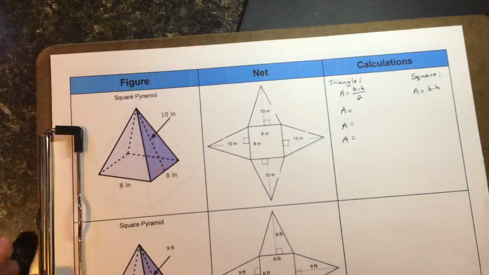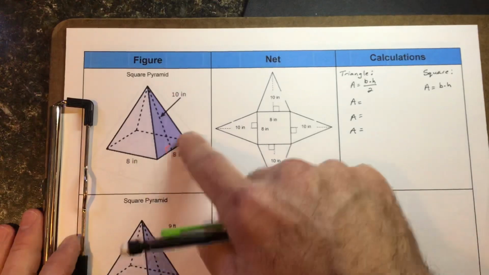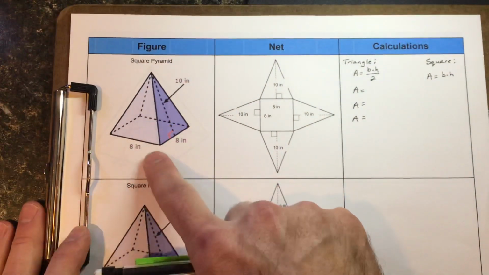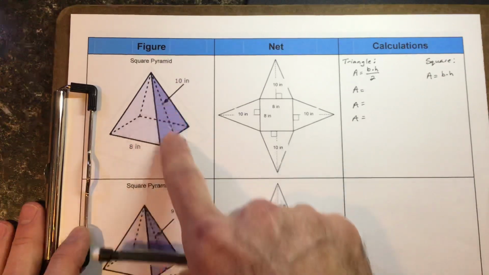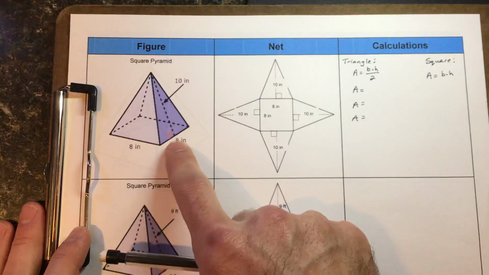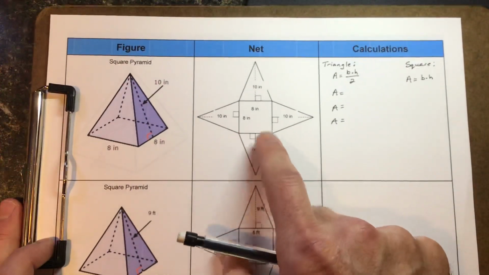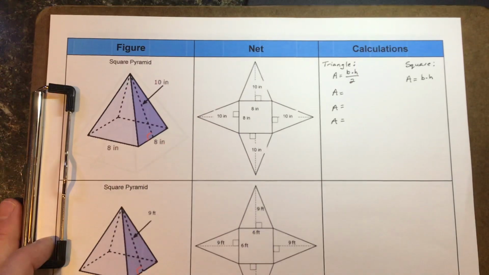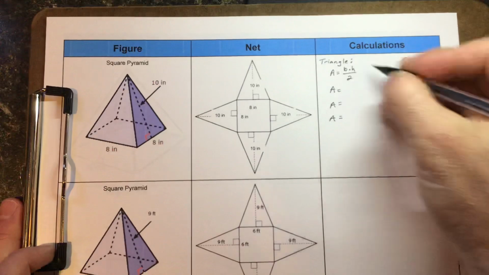Now I'll do one more with you from today's assignment real quick, just to show you the layout. We have a square base with side lengths of 8. Here's that little right angle telling me that this dotted line that's 10 inches is actually going to be the height of one of these triangles. When we unfold the figure into its net, this is what it looks like. I already started writing the formulas in here. It's really good to keep your work organized.